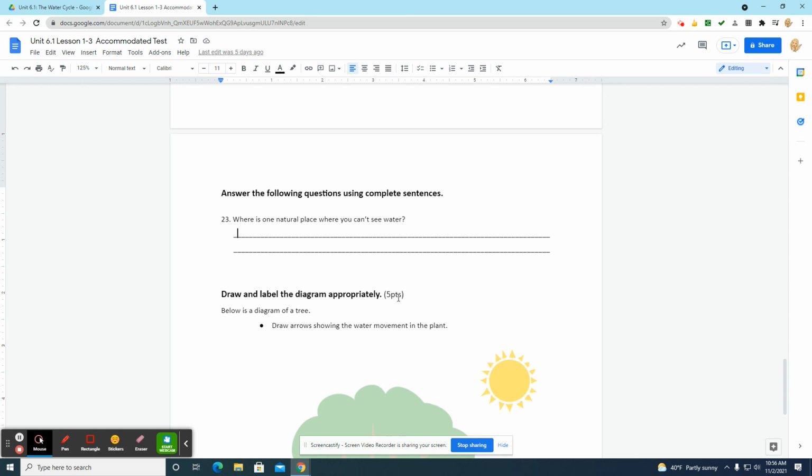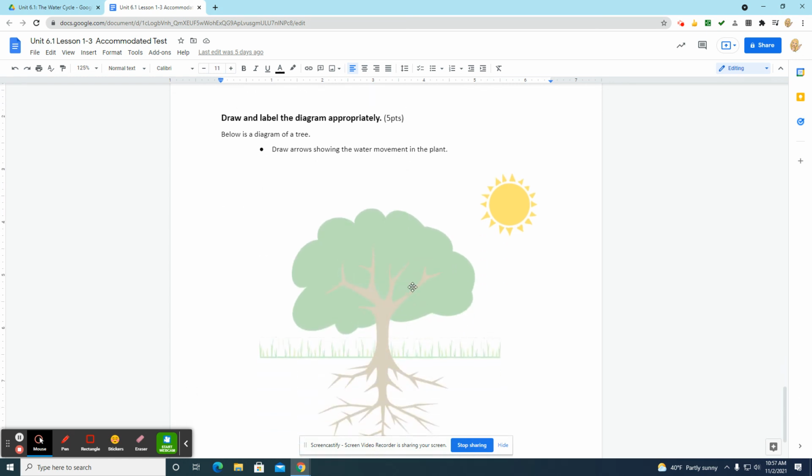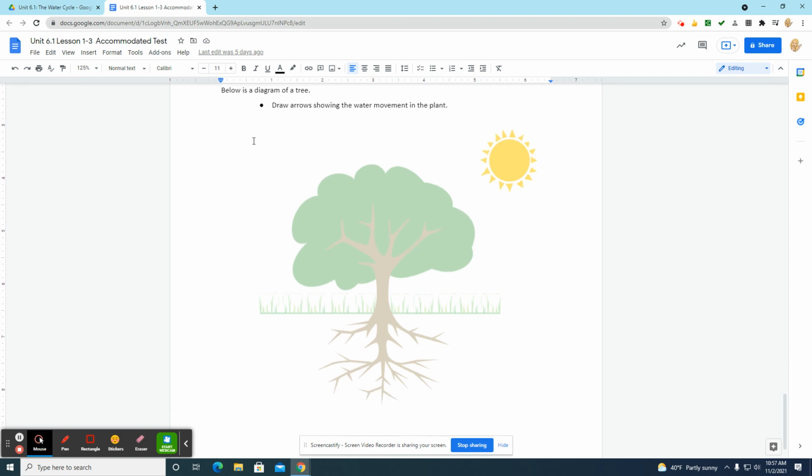If you need to pause the video to write out your thought, please do. If not, I'm going to move on to the last portion of the test. You need to draw and label the diagram appropriately. Below is a diagram of a tree. Draw arrows showing the movement of water in the plant. So please show in the diagram how the water moves through the tree.